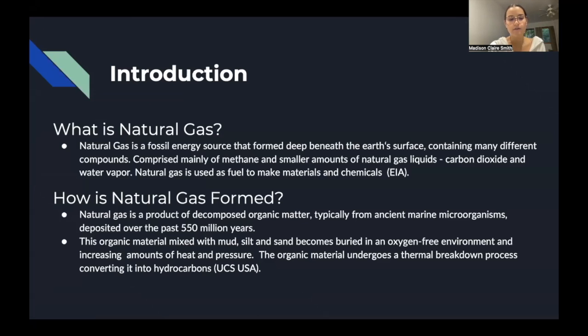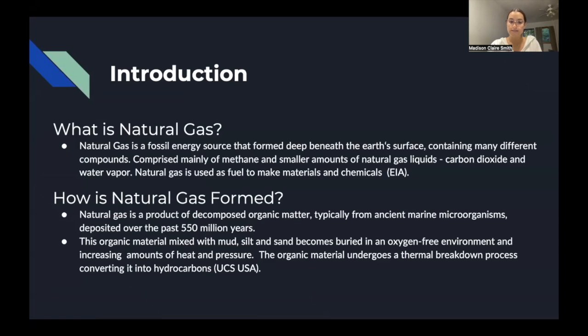So basically to start off, what is natural gas? Natural gas is a fossil energy source that forms deep beneath the Earth's surface. It contains many different compounds comprised mainly of methane and smaller amounts of natural gas liquids such as carbon dioxide and water vapor. Natural gas is used as a fuel to make materials and chemicals.